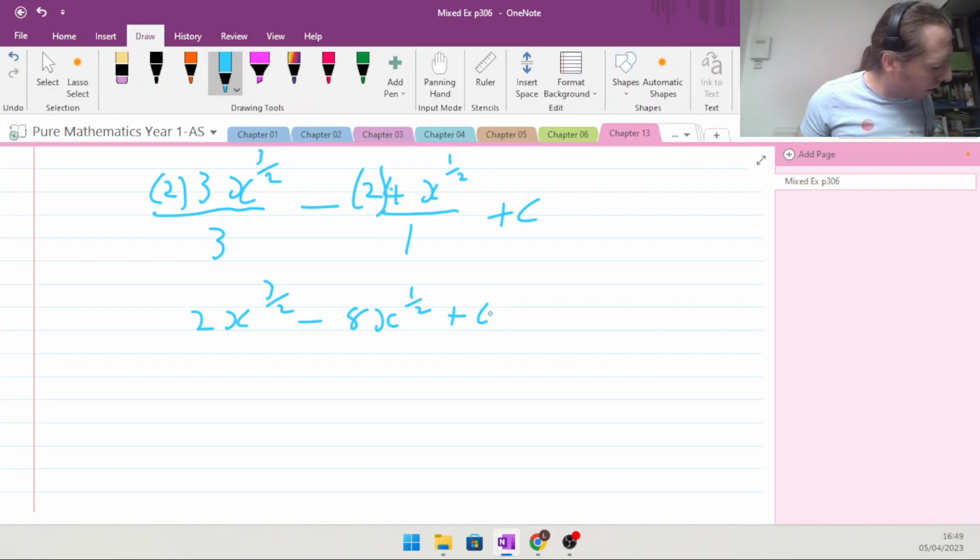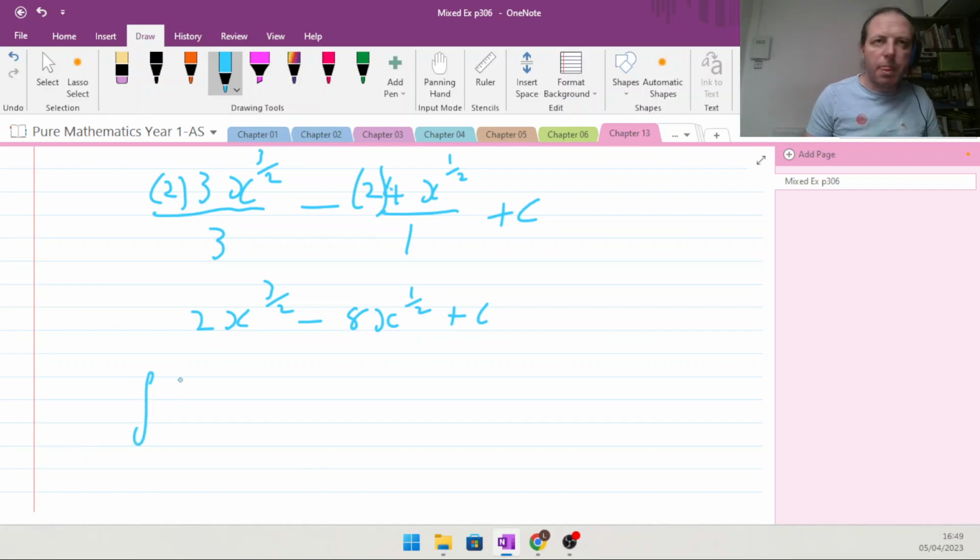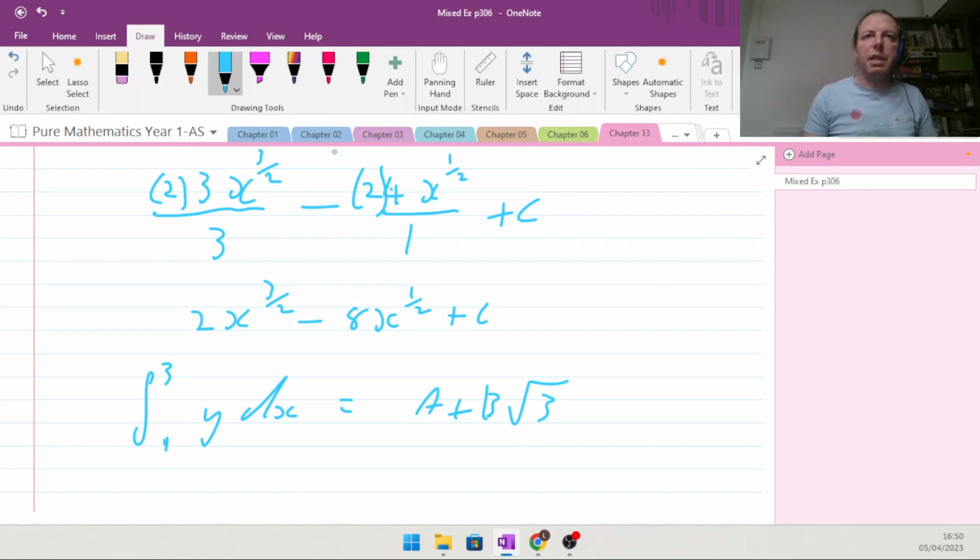Okay. Got the minus. Good. All right. And finally, what did they want? Hence show that they now want the integral between 3 and 1 of y dx, and they want to see it in the format of a plus b square root 3, and find ab.